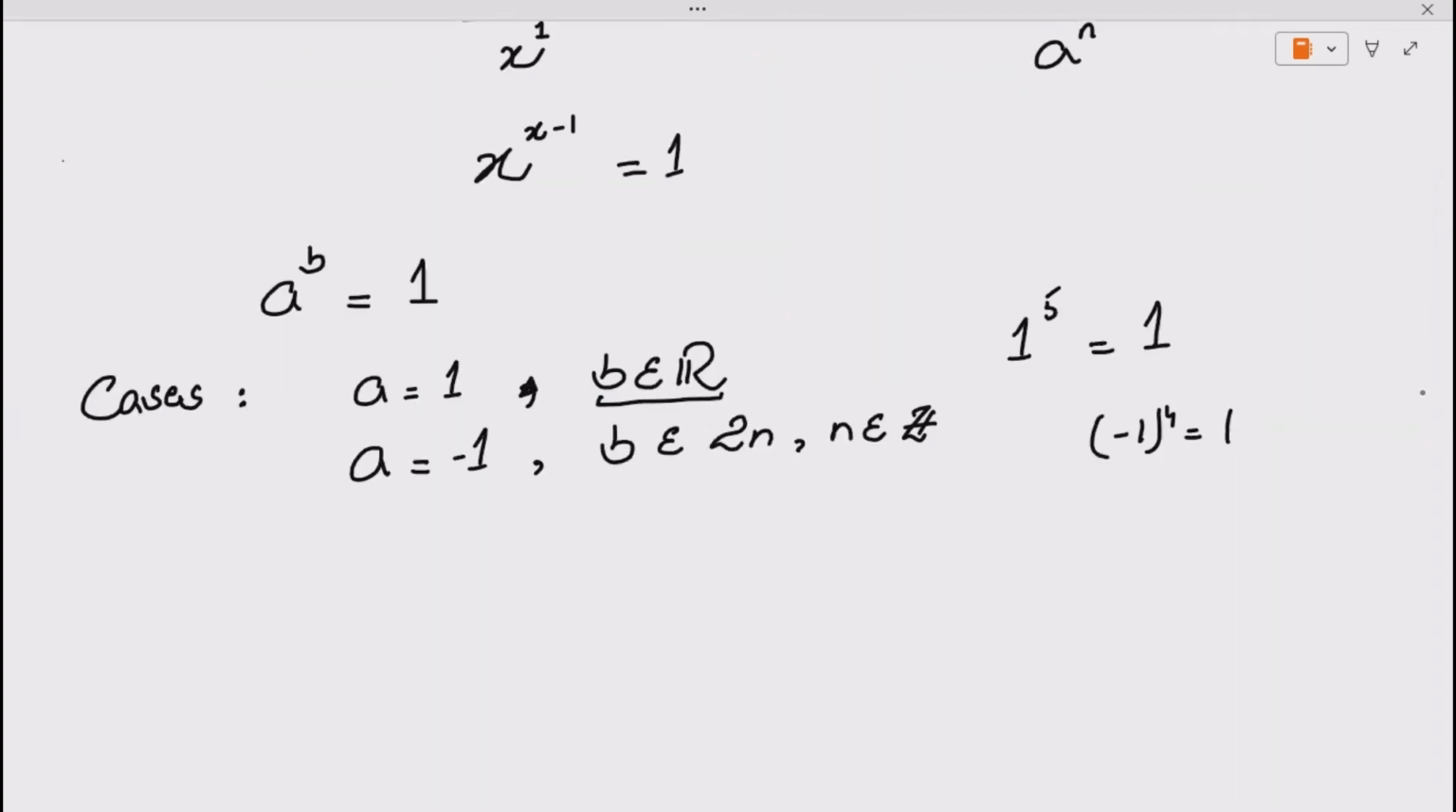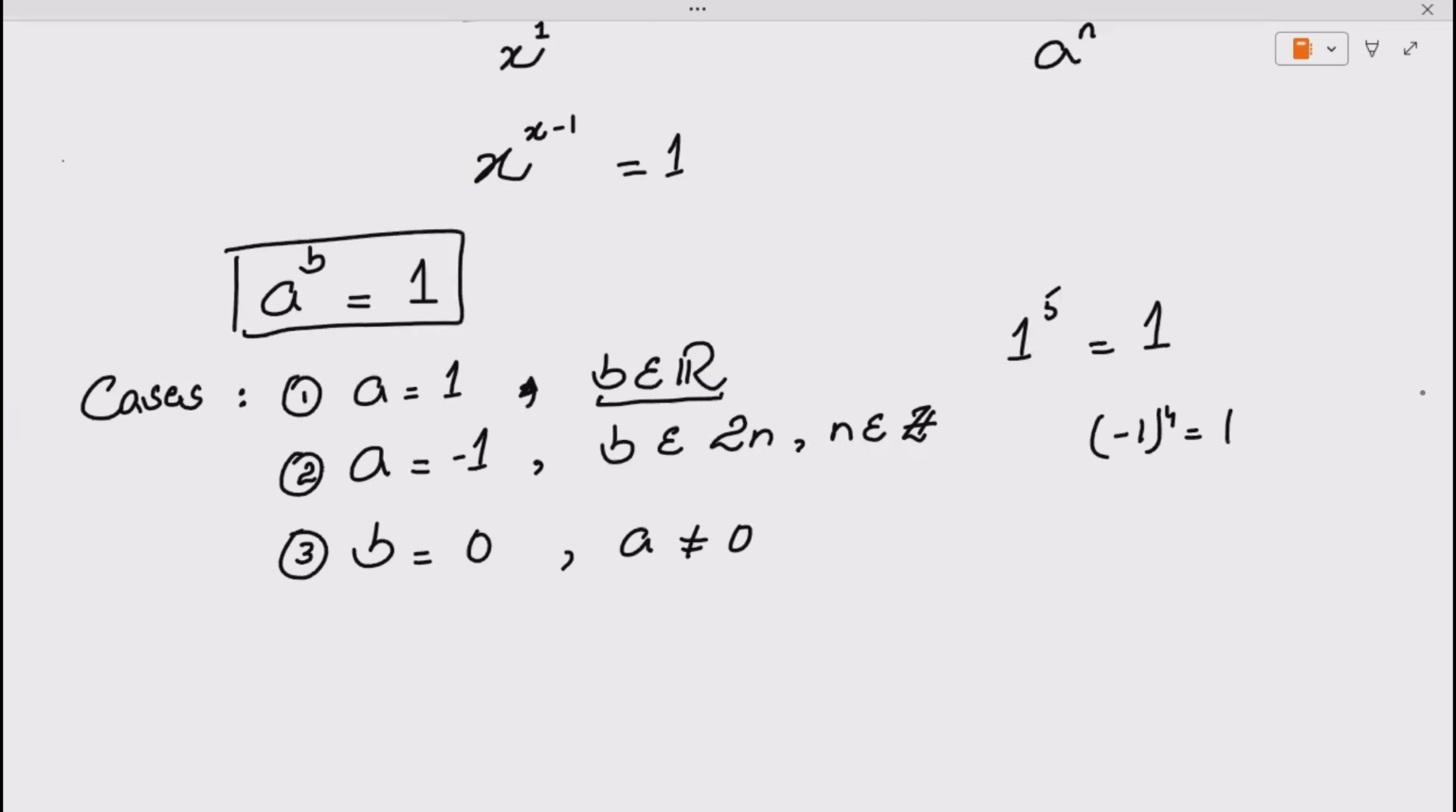Another case we have is if b equals 0, right? So the power is 0 and the base is anything, except 0. So the base is not 0 and the power is 0, and this is always 1. So these are three cases for this expression.